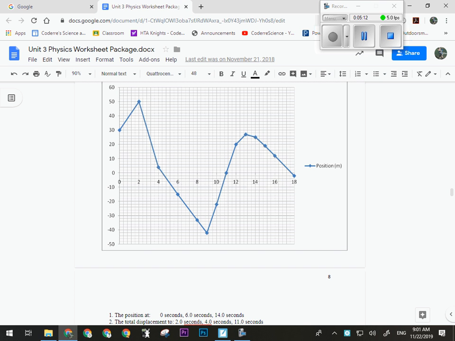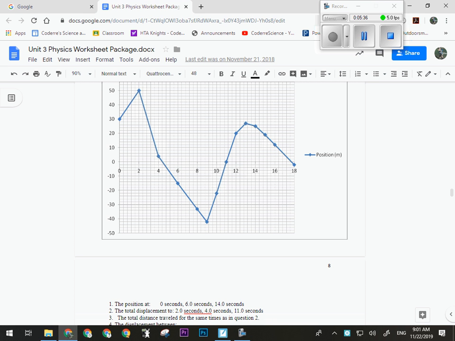Okay, position. Question number 1 is basically just asking you, can you read the graph? After all, it is a position versus time graph, which is asking you what's the position at these times. Then the total displacement for 2 seconds, 4 seconds, and 11 seconds. That means from 0 to 2 seconds, from 0 to 4 seconds, from 0 to 11 seconds. That's what we're working on right now, and I'm going to go over those as we go along. This probably won't take very long because position versus time graphs are pretty straightforward.